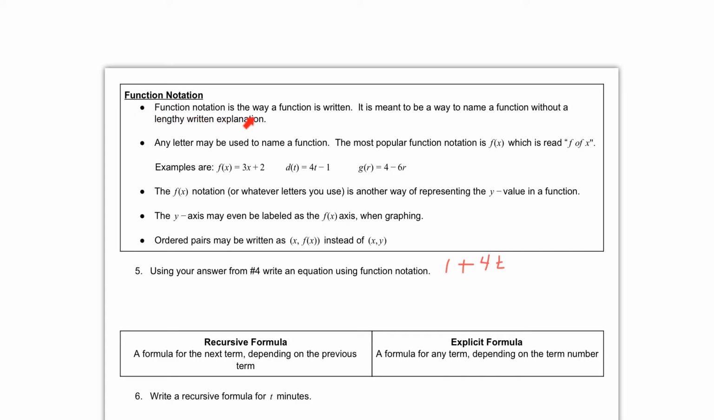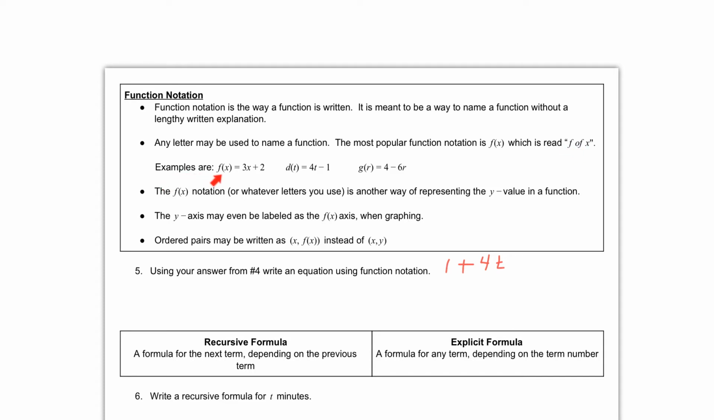Function notation is the way a function is written. It is meant to be a way to name a function without a lengthy written explanation. So you can name your function using any letter that you really want. So any letter may be used to name a function. The most popular function notation is f of x. And here's where we write how we pronounce it.